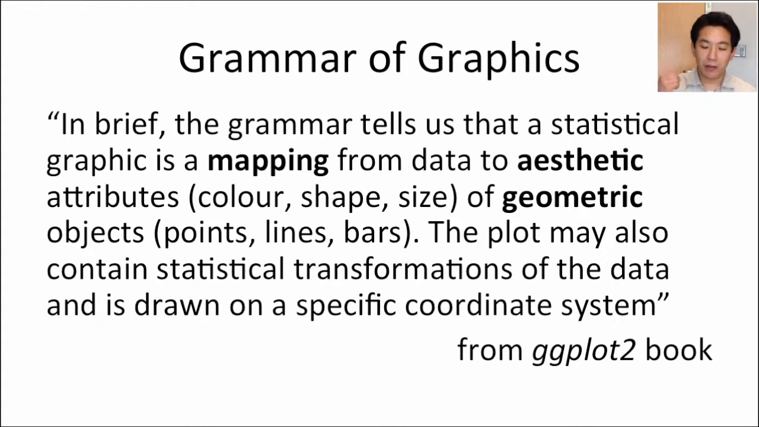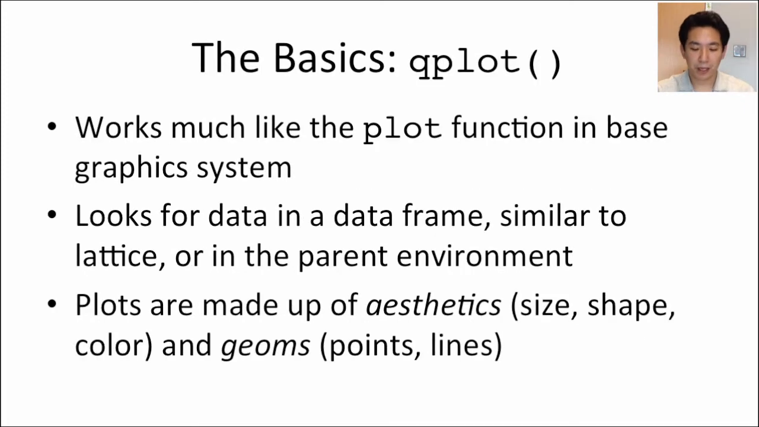So we have a mapping from data to aesthetics, geometric objects, we have statistics, and we have a coordinate system. So in this lecture, I just want to talk about the qplot function, which is the most basic function, and it's probably the best place to start for someone who's transitioning from, say, the base plotting system. In the base plotting system, the workhorse function is the plot function. And so qplot, which you can think of as standing for quick plot, is the workhorse function for ggplot, and it's analogous to the plot function in the base system.